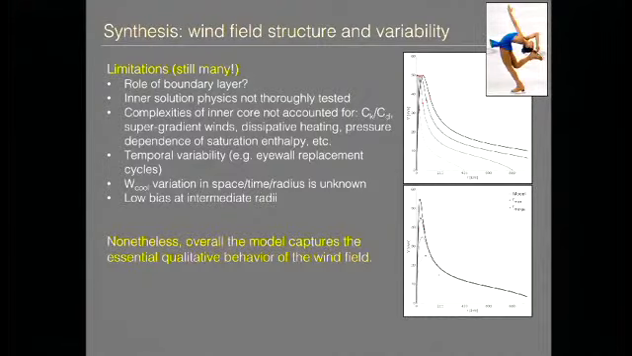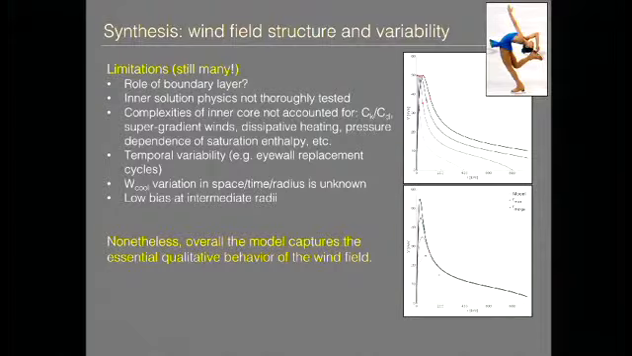And then, as I mentioned before, we don't have temporal variability here. This is about the characteristic modes of variability in the wind field. But you may have smaller scale or other processes that induce temporal variability in the wind field, such as an eyewall replacement cycle, that this model isn't going to be able to account for.